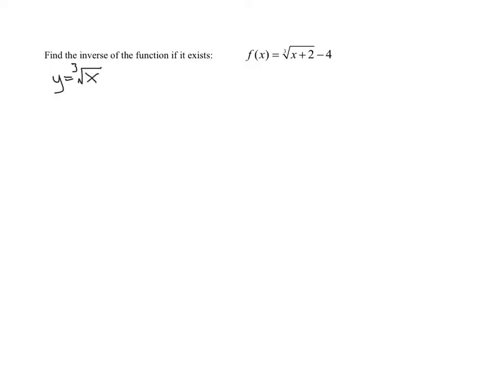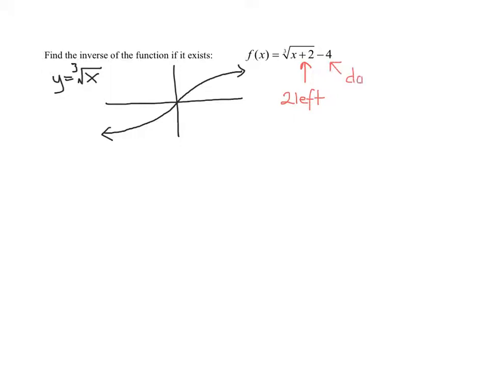x. And remember, what does the cube root graph look like? Remember, this is just a very, very rough sketch. It looks something like this. And what's that plus 2 going to do to it? The plus 2, it's going to shift it 2 units to the left. And what's the minus 4 going to do? That's going to shift it down 4.